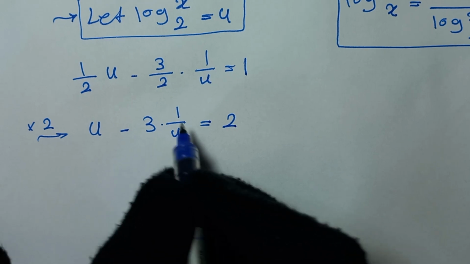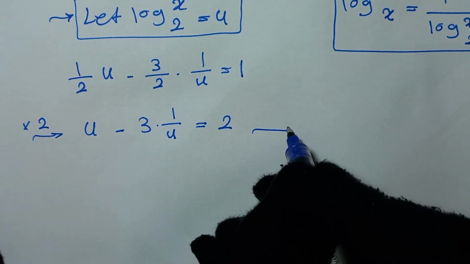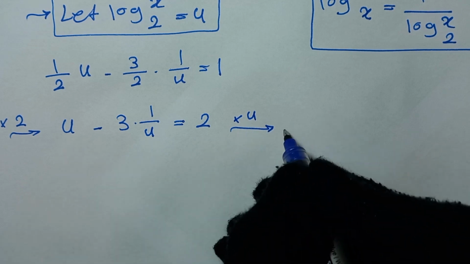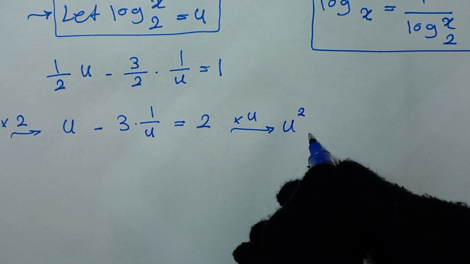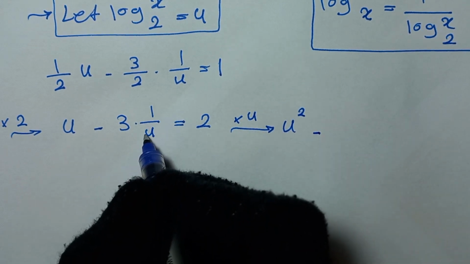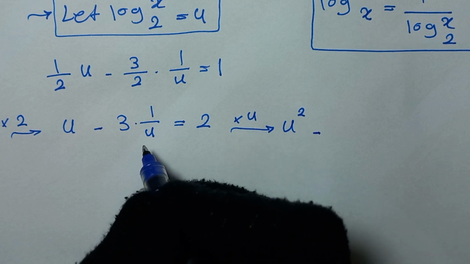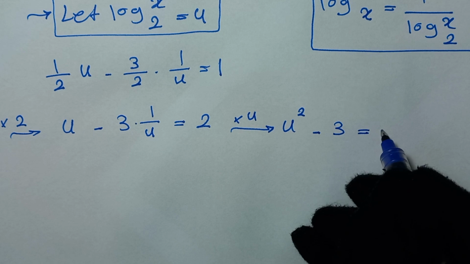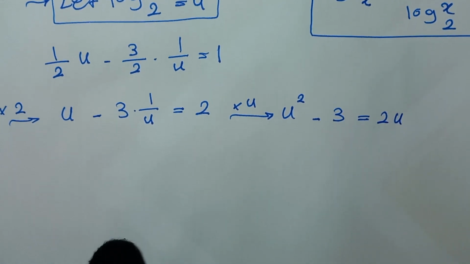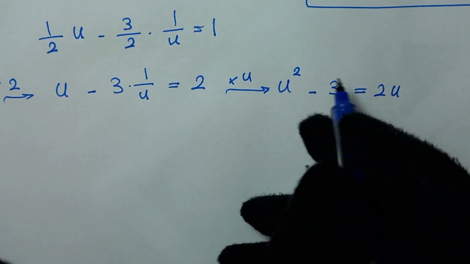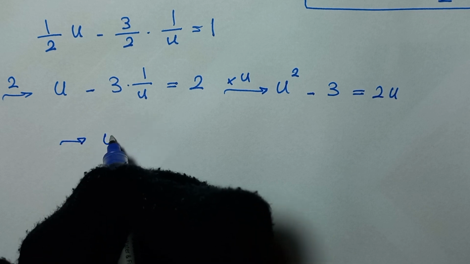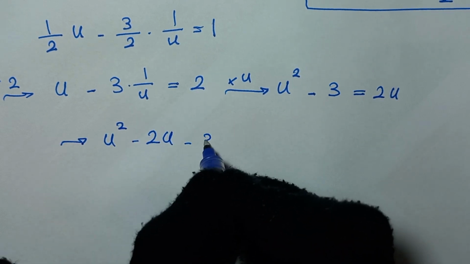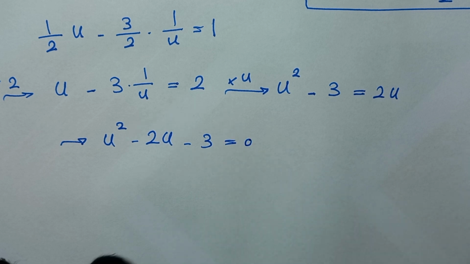And here, we multiply both sides of this equation by u, so u times u is u squared, minus 1 over u times u is 1, so 3 times 1 is 3, is equal to 2 times u is 2u. So in here, we take this 2u to this side and it will be u squared minus 2u minus 3 is equal to 0.